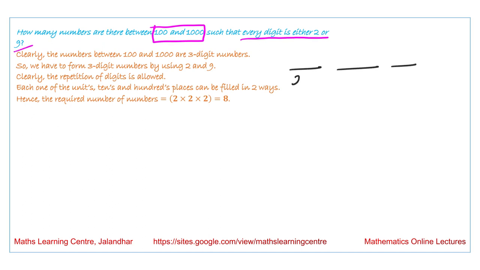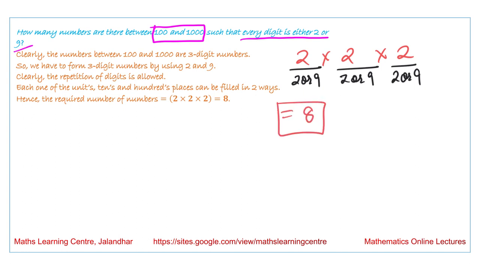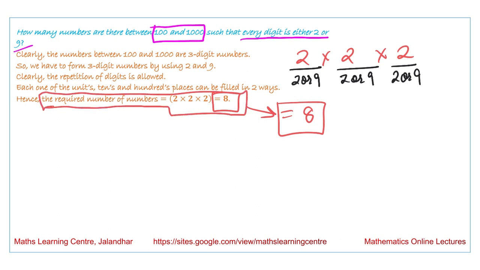At this place we can keep 2 or 9. So we are having 2 options at this place, 2 options at this place, and 2 options at this place. So the total number of options we have is equal to 8. So the required number of numbers is 8. In this case the answer is 8.